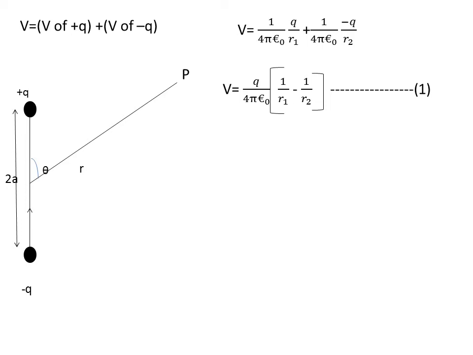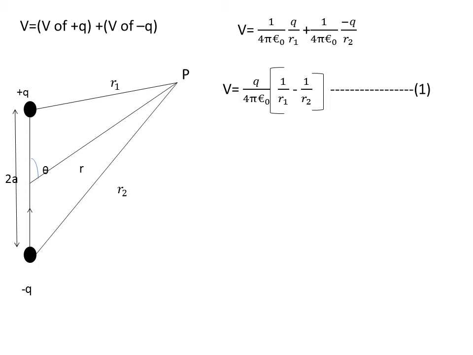To find potential at P, we have to sum up the potential due to plus q and potential due to minus q. For that, let us take the distance from plus q to P as r1. So the first term, potential due to plus q, is 1 by 4 pi epsilon 0 into q by r1. Now let us take the distance from minus q to P as r2. The second term is 1 by 4 pi epsilon 0 into minus q by r2. Common terms are taken outside. V is equal to q by 4 pi epsilon 0 into, inside the bracket, 1 by r1 minus 1 by r2. Now we have to find the values of 1 by r1 and 1 by r2 and substitute in this equation.